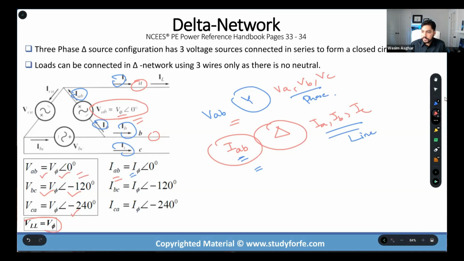Okay. This is right. So you have a question, Badrish? Yeah, 0, minus 120. So it's ABC sequence, right? ABC sequence. AB comes before BC and BC comes before CA.